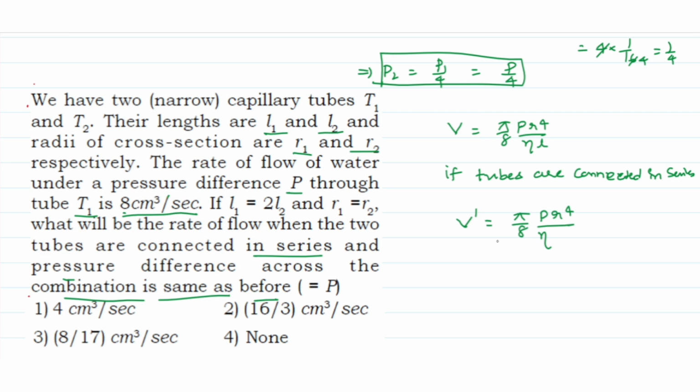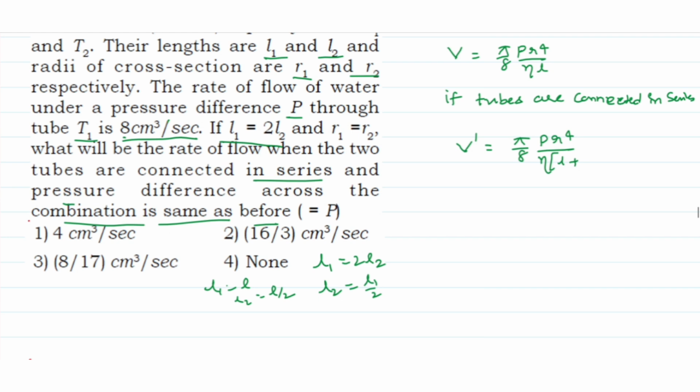Initially we took L1 equal to 2L2. That means L2 becomes L1 by 2. Now, considering the initial length L1 equal to L, then L2 equals L by 2. So here I am writing L1 plus L2, and instead of L2 I am writing L by 2. So it becomes 3 by 2 L. When it comes to the numerator, it becomes 2 by 3.